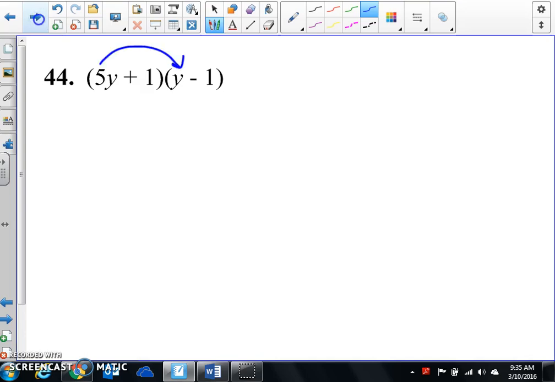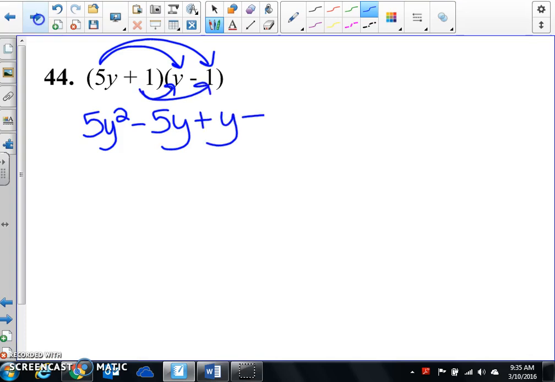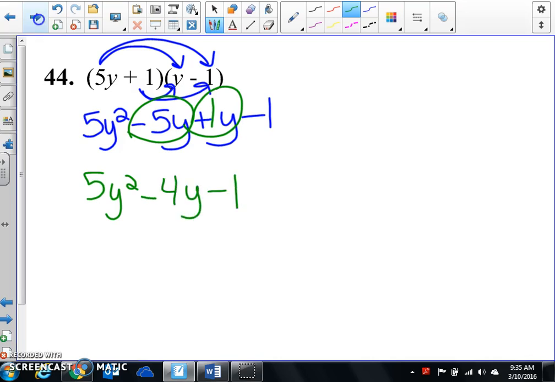FOIL. 5 times 1 is 5, y times y is y squared. 5 times negative 1 is negative 5, and I have my y. 1 times y is a positive y, and 1 times negative 1 is negative 1. Combine like terms, you've got 5y squared, negative 5y plus 1y is a negative 4y, and you have your negative 1.